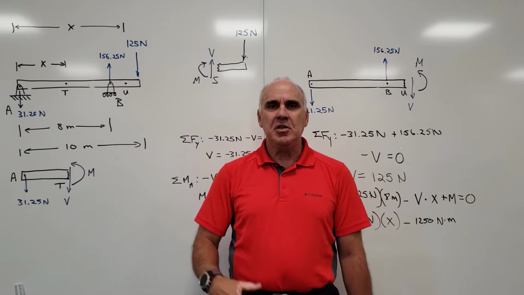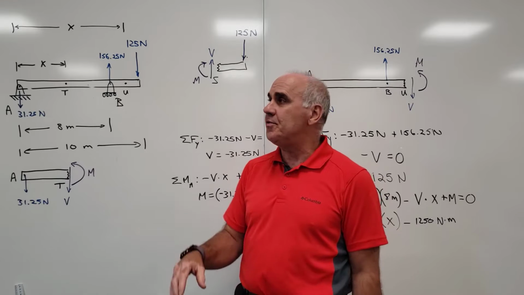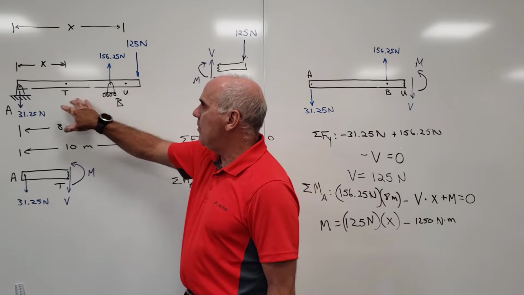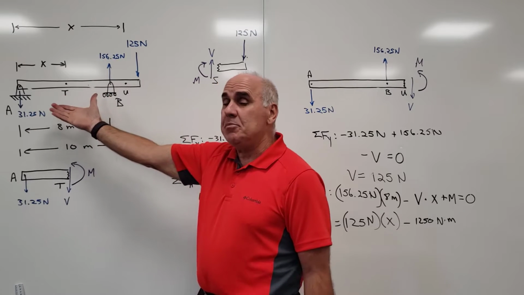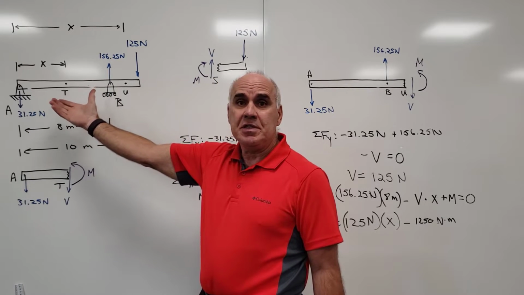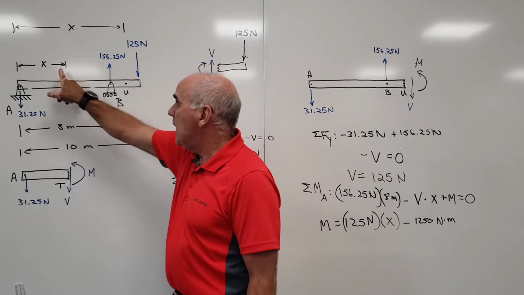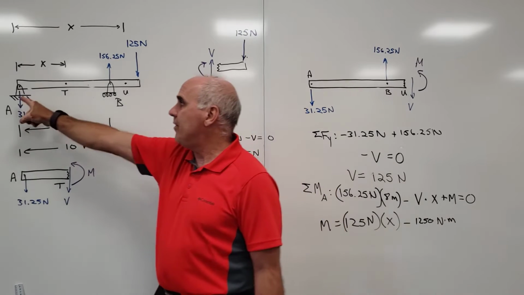Hey everyone, let's take a look at this example. It's kind of the same example that we've worked on in some previous videos, but I've done a couple of things now. One of the points that we did between A and B, when we did in previous videos, we looked at 4 meters and 6 meters, but now what I'm going to do is I'm going to choose point T here, and I'm going to put it at some arbitrary distance x away from point A.